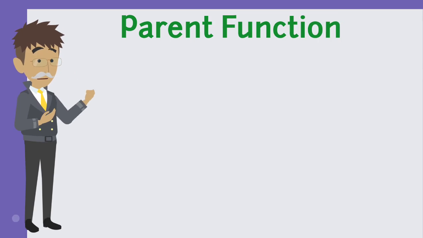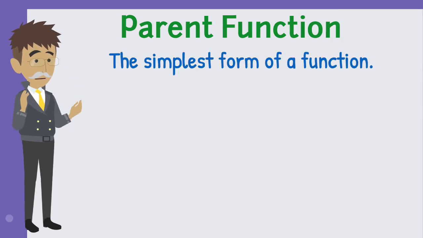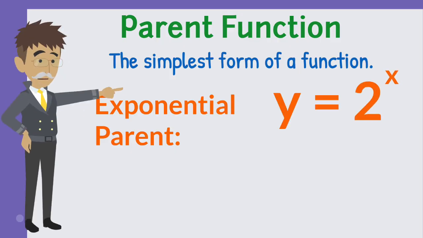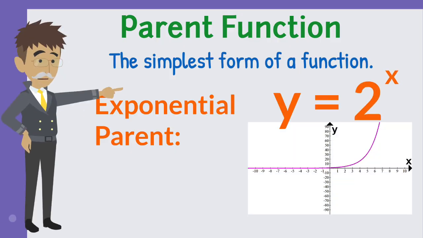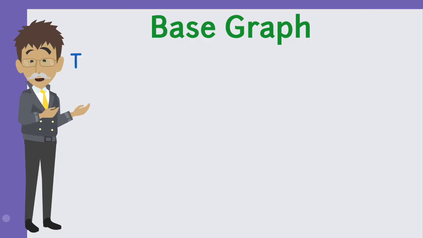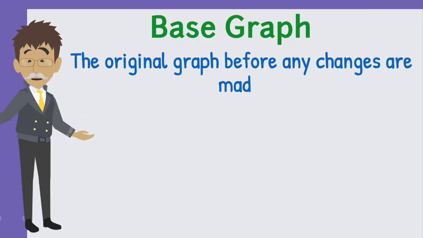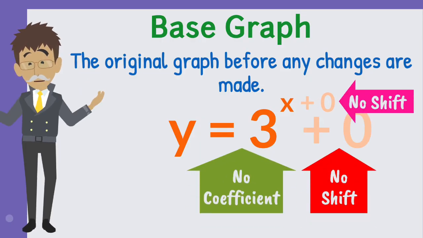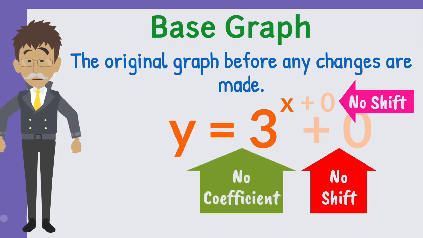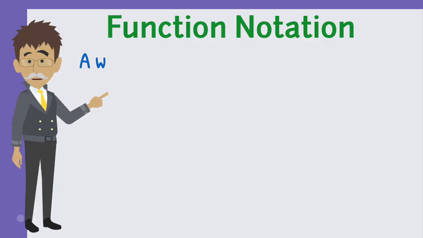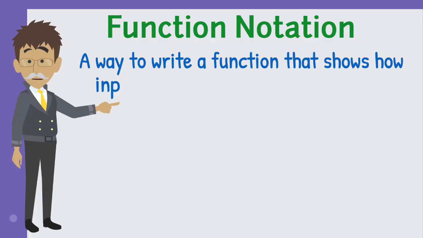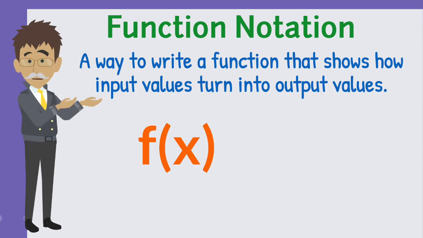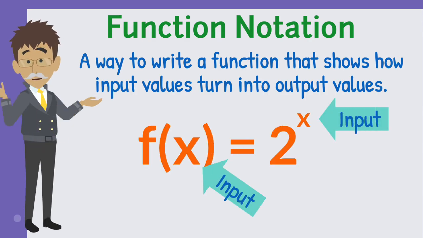Parent function. The simplest form of a function. The parent function for an exponential is y equals 2 to the x. Base graph. The original graph before any changes are made. The graph of y equals 3 to the x is a base graph. Function notation. A way to write a function that shows how input values turn into output values. For example, in f of x equals 2 to the x, x is the input.